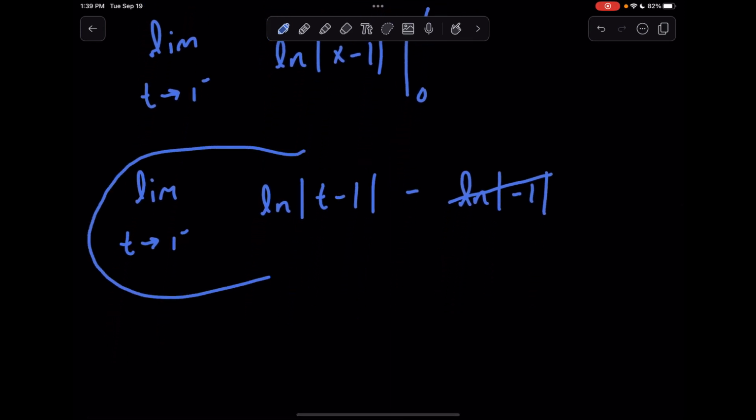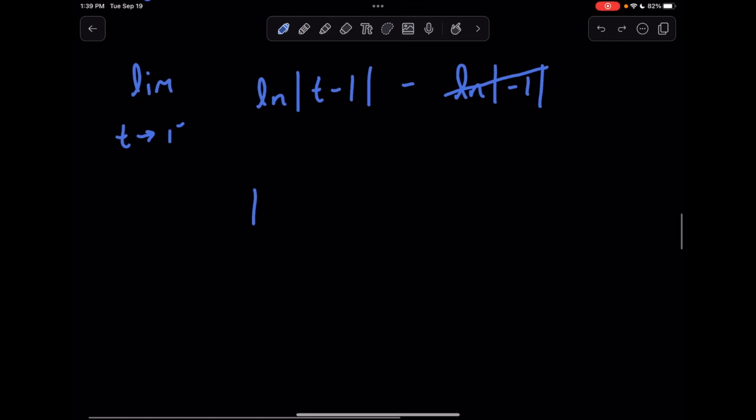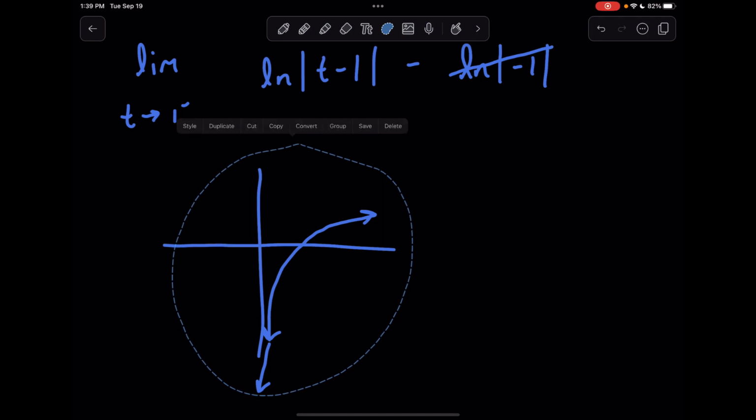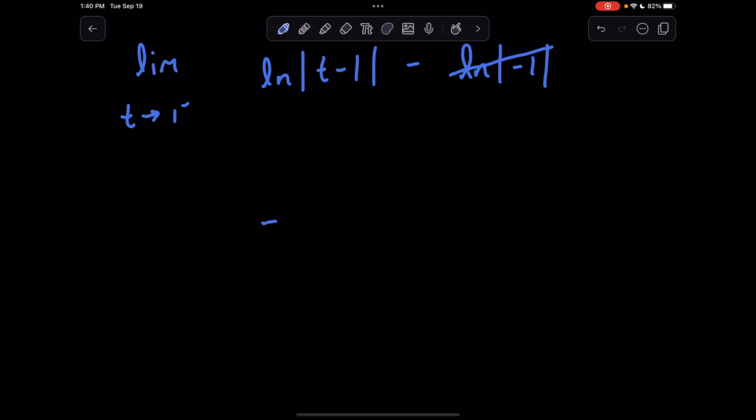Now we need to evaluate this limit. We can think of this as essentially ln as it approaches 0, because we're approaching 1 from the left, and 1 minus 1 is 0. If you think about a log function, it looks something like this. So, as x is approaching 0, we're going closer and closer to negative infinity. So we can say that this integral is equal to negative infinity. Therefore, the integral diverges.